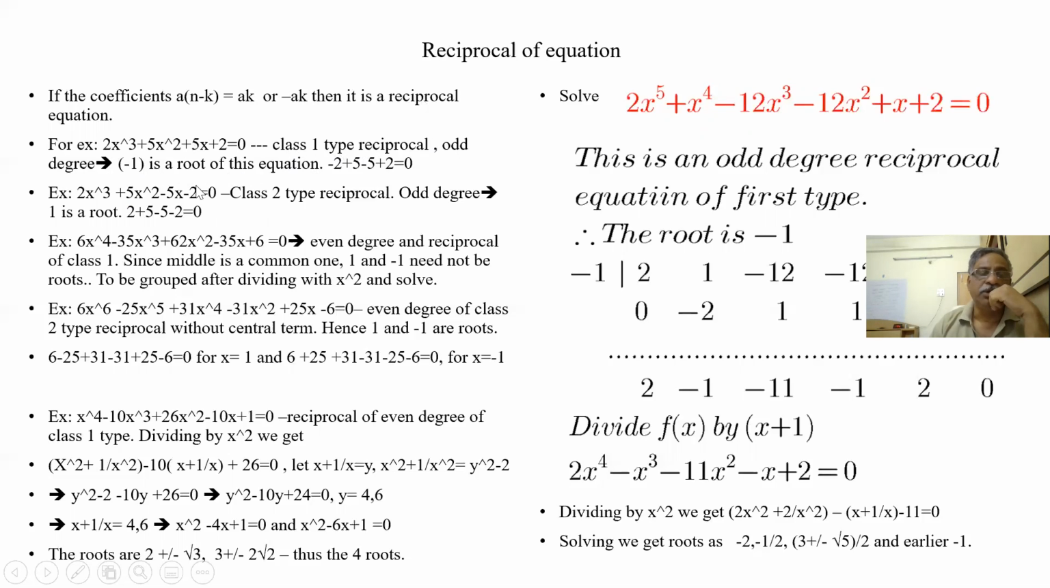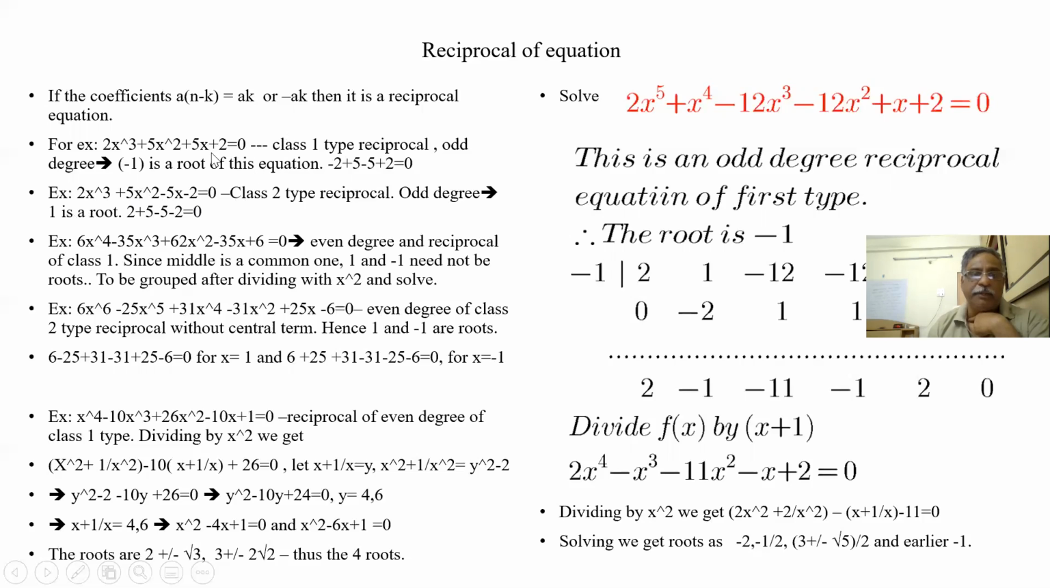Here also you see these are negative terms. Here 2, minus 2, 5, minus 5. Again odd degree. In this case, plus 1 is the root. So 2 plus 5 minus 5 minus 2. So here plus 1 is a root. Here minus 1 is a root. Here plus 1 is a root.